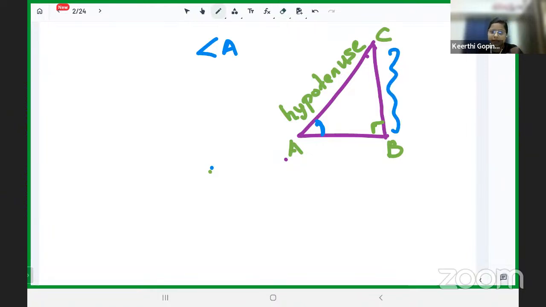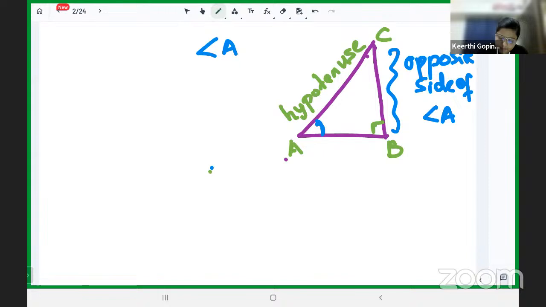What can you say about BC with respect to angle A? BC is the side opposite to angle A, right? So I'm going to write this as the opposite side of angle A. Okay, opposite side of angle A.